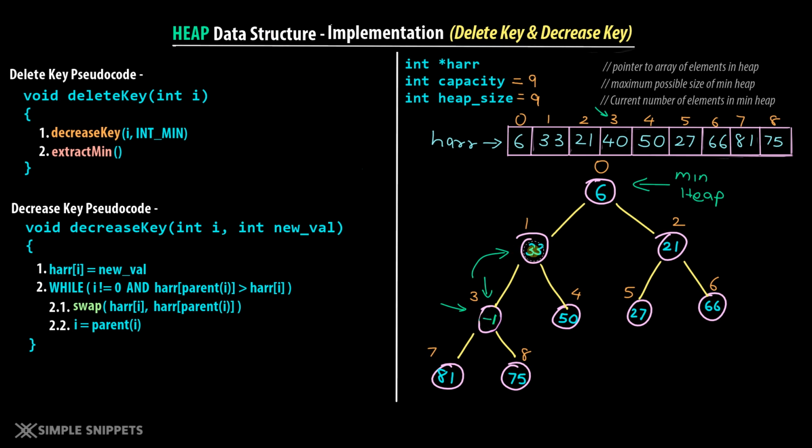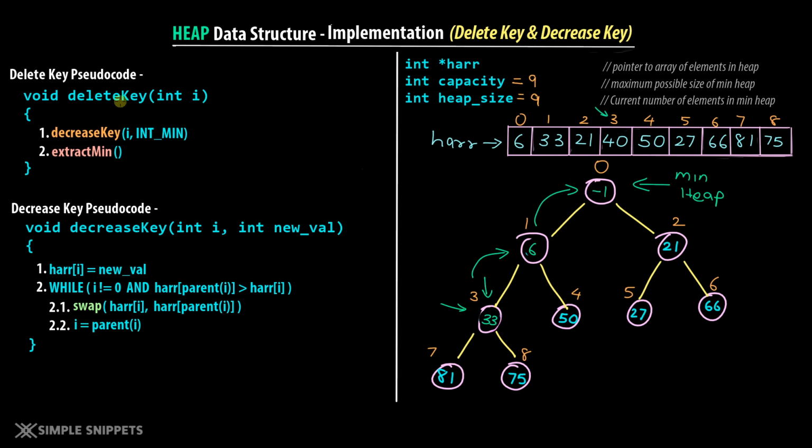So then we will do that. So 33 comes over here and -1 comes over here. Is it still a min heap? No. Still, -1 is smaller than 6. 6 is the parent of -1. So we still need to swap one more time. So 6 comes over here and -1 comes over here. So one part of the delete key operation is done.